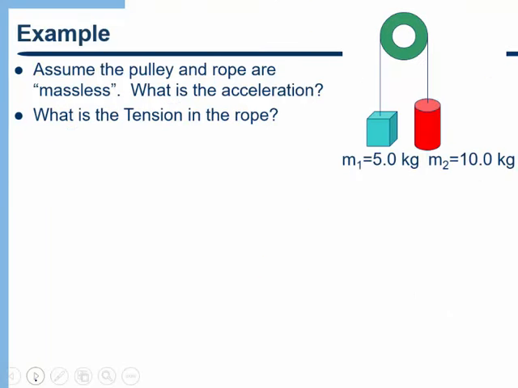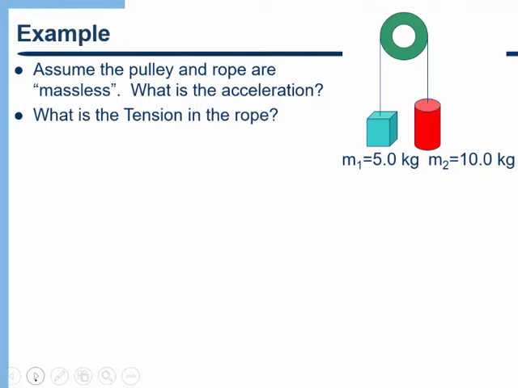Let's look at a more complicated problem. Now we've got two masses hanging over a pulley. We say that the pulley and the rope are massless. That means basically we can just ignore their physical properties. And we now want to figure out what is the acceleration of the system and what is the tension in the rope. Well, we know that in this case the objects are going to accelerate.